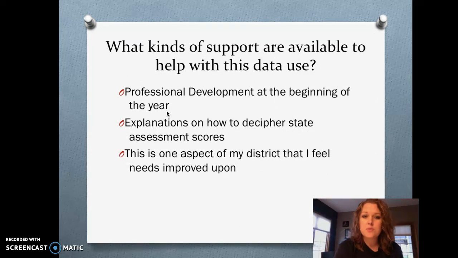What kinds of support are available to help with this data use? Like I just mentioned, we did professional development at the beginning of the year to look at state assessments. There were explanations on how to decipher state assessment scores, but this is one aspect of my district that I feel needs improvement, the support that's available to us. I do think we need some more professional development to really understand our scores and to know where to go next after looking at the scores.